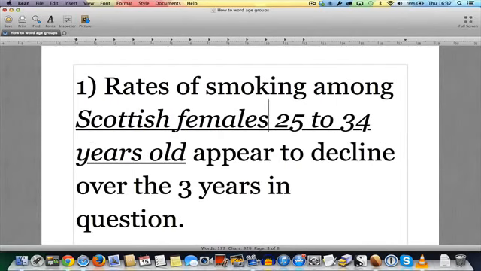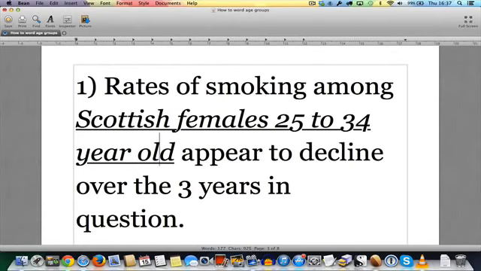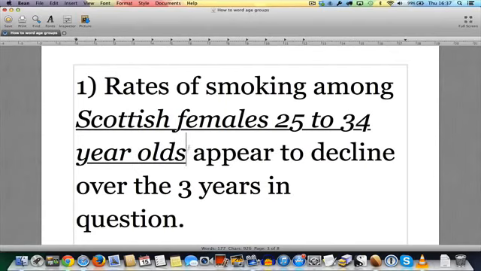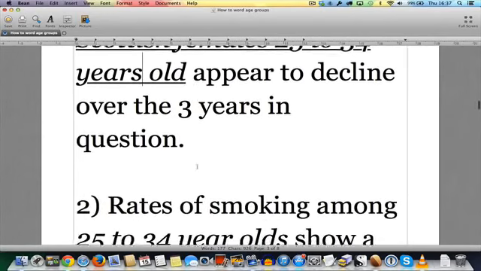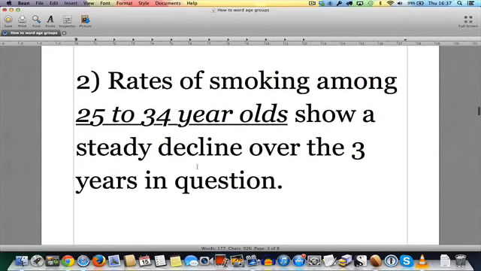So I think that sometimes students get a little bit confused when they're using years old versus year-olds. And if I were to write year-olds here, this would not be grammatically correct because it reads awkwardly. We have a noun here and then we have another noun, so it would be grammatically incorrect. So this would have to be Scottish females 25 to 34 years old. Now, to share the example of year-olds, the wording would be rates of smoking among 25 to 34-year-olds show a steady decline over the 3 years in question.